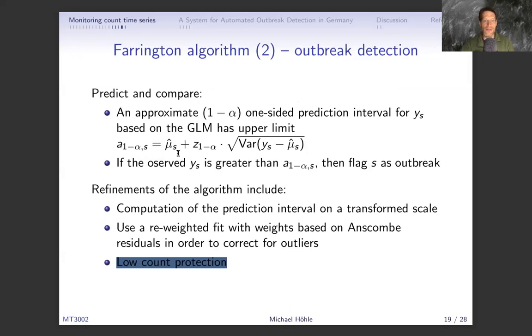Here, the Z value is simply the observation minus mu-s divided by the standard deviation. That's the Z score. So this is simply the z-score in the Farrington algorithm.